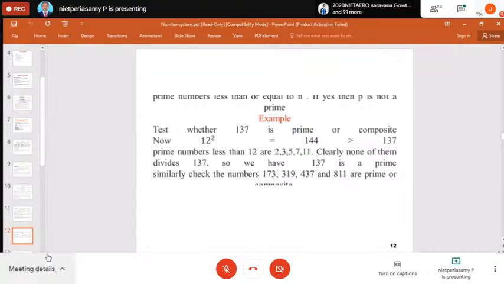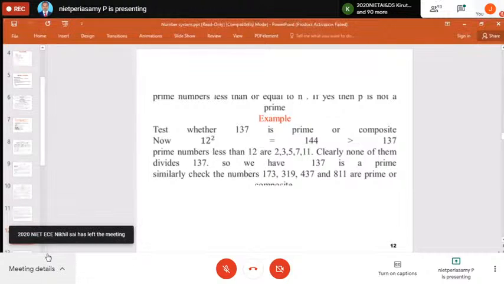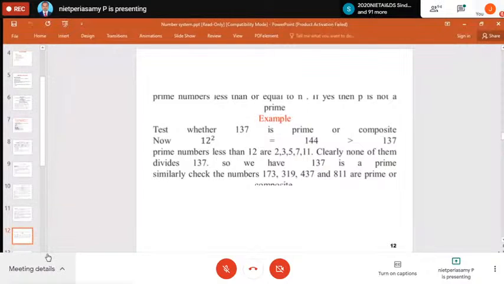That is one method. But for a 3-digit number or a 4-digit number, it is difficult to find the divisors. So in this case, we can use this method to identify whether the given number is a prime number or a composite number.